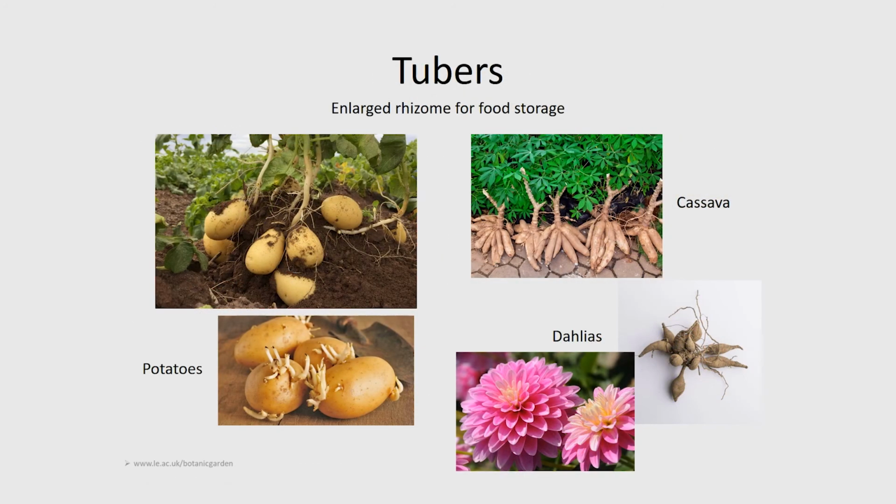Tubers are very swollen rhizomes that also act as food storage and can sprout later even when completely separated from the parent plant. Have you ever found new sprouts coming from potatoes? Potatoes are tubers. Cassava and dahlia flowers also form tubers.